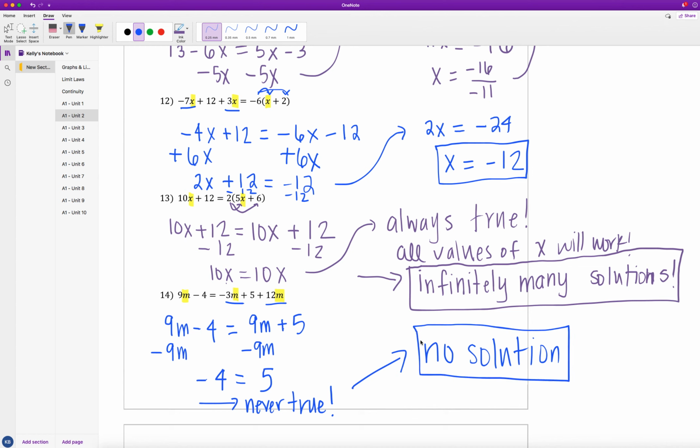So we can have cases in math where I don't actually get an answer. So the equation that I started with will never produce a solution for that variable because I'll get a statement like negative 4 equals 5, which we know is never true. So in this case, we would get no solution then.